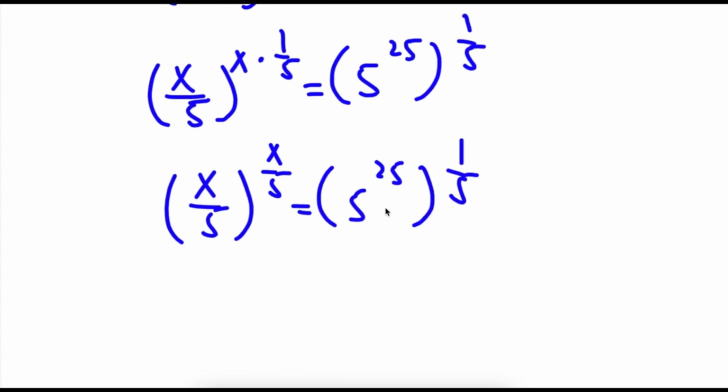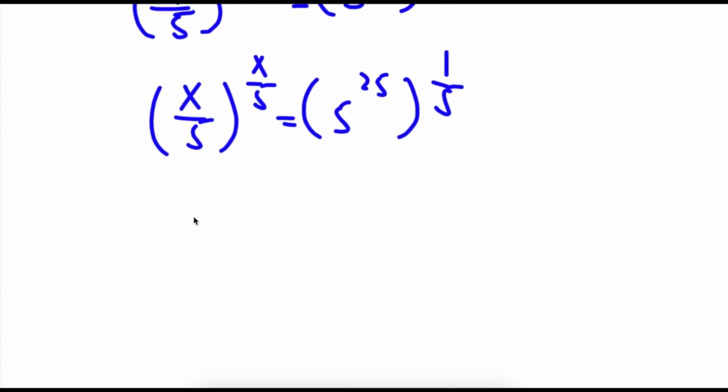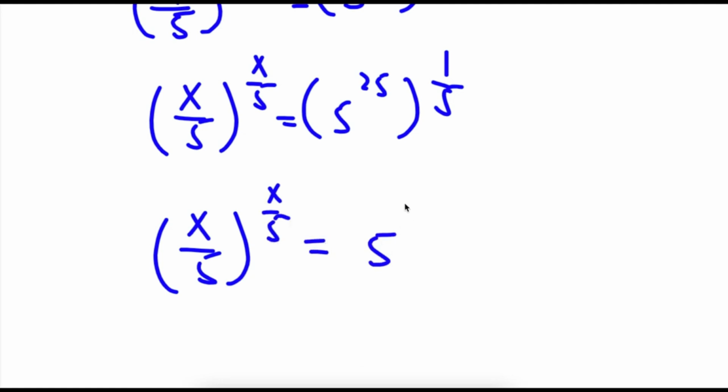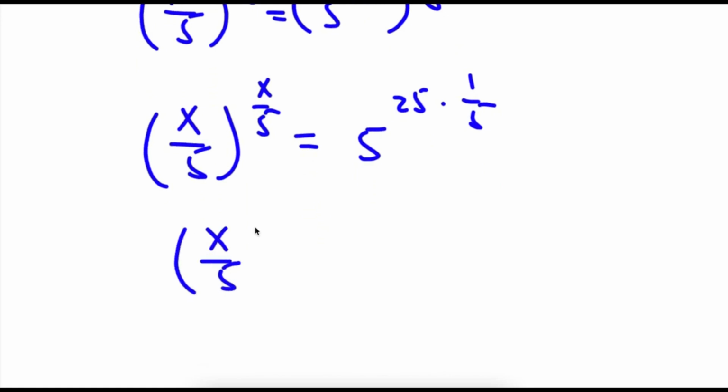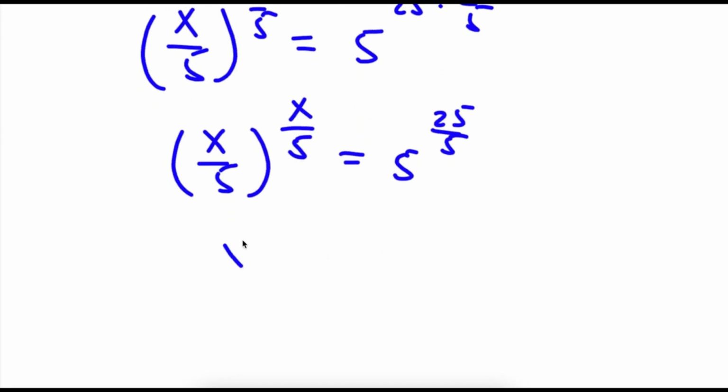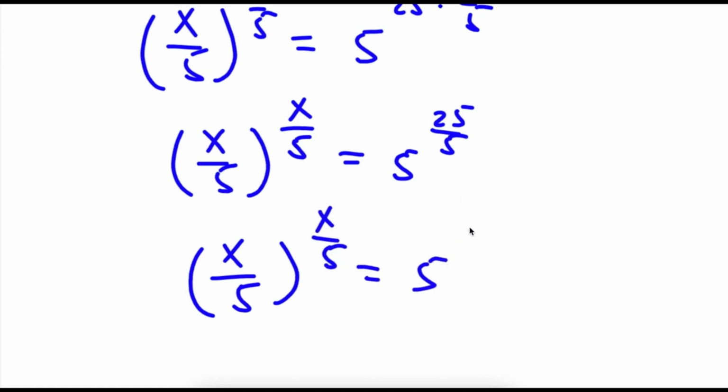Now I'm going to do the same thing to 5 to the power of 25 to the power of 1 over 5. So now I have x over 5 to the power of x over 5 is equal to 5 to the power of 25 times 1 over 5. Now, x over 5 to the power of x over 5 is equal to 5 to the power of 25 over 5, which is 5.